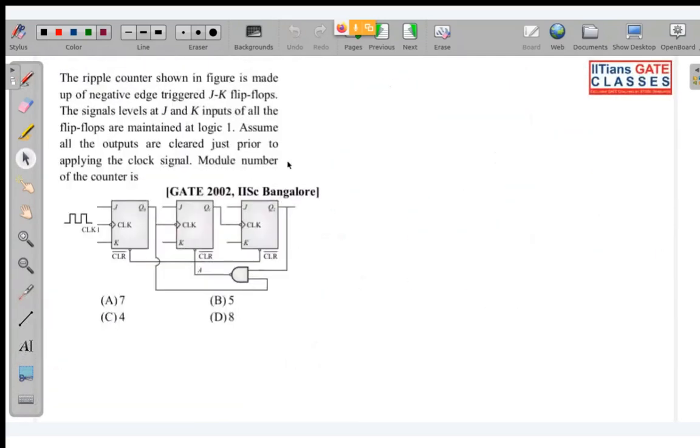So the next question is this. Very quickly tell me what will be the answer.